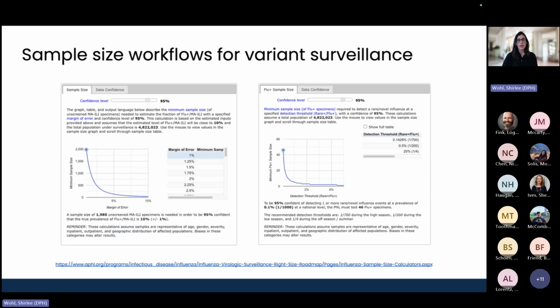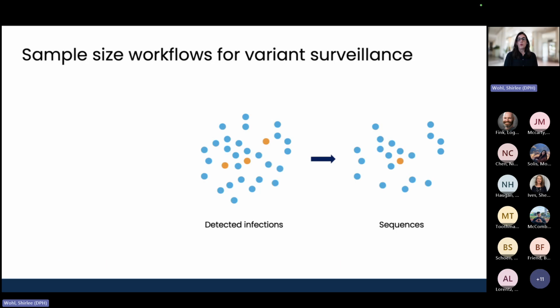And then many of you may be familiar with the APHL influenza right-sizing online tools. If you're not, they're great. All of these tools do the same basic thing, which is there's an underlying probability theory of how many samples, of the ones that we're detecting in the lab, do we need to make sure that we're capturing in our sequencing to get all of the detection of different variants.